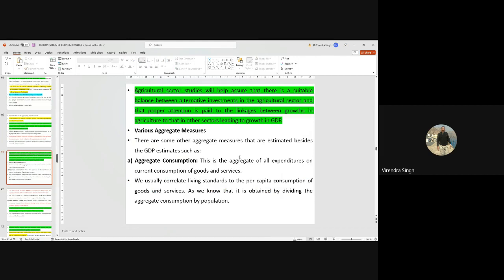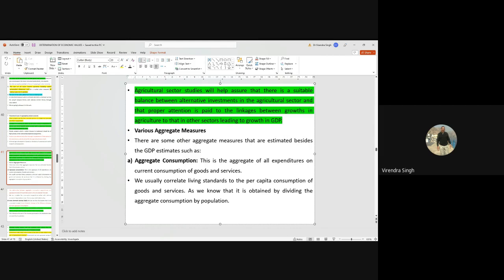Agriculture sector studies will help assure that there is a suitable balance between alternative investments in the agriculture sector, and that proper attention is paid to the linkages between growth in agriculture and that in other sectors, leading to the growth in GDP, growth of the economy as a whole.